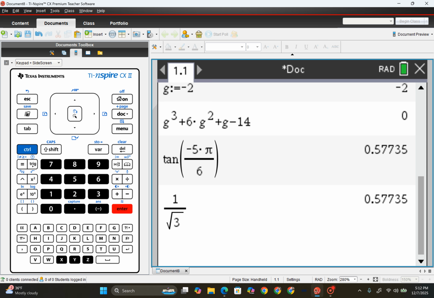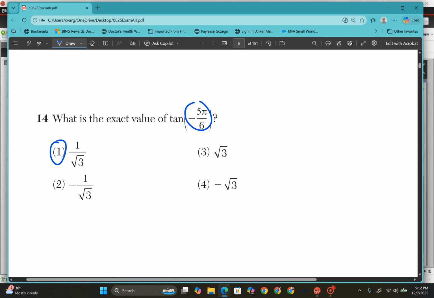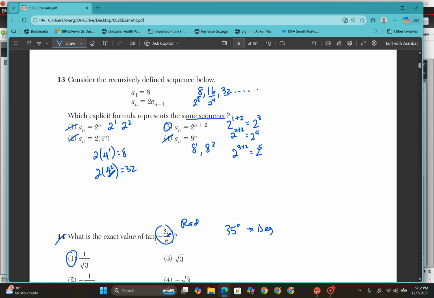And that, look, that gives me the same thing. So the answer is choice 1. The only new thing here is that if it says pi, it has to be in radian. If it said something like 35 degrees, that would be in degrees. So you just have to change that mode. But like I said, we didn't do this, so technically I'm not going to count it.